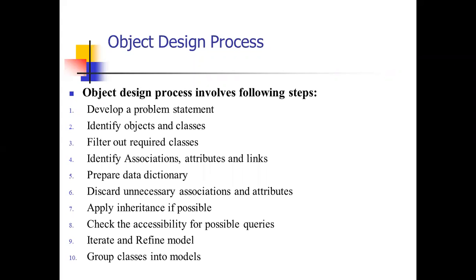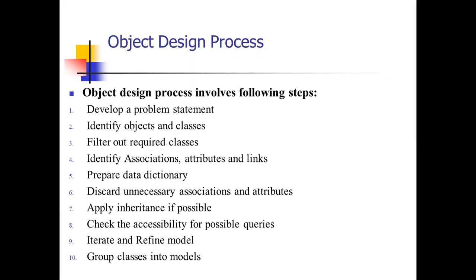Then we check the accessibility for the possible queries. Accessibility means which attributes are accessible to internal entities or external entities, in case we give some constraint for that particular table. Then iterate and refine the model. And the last step is to group classes into modules. We have to group the classes into modules.